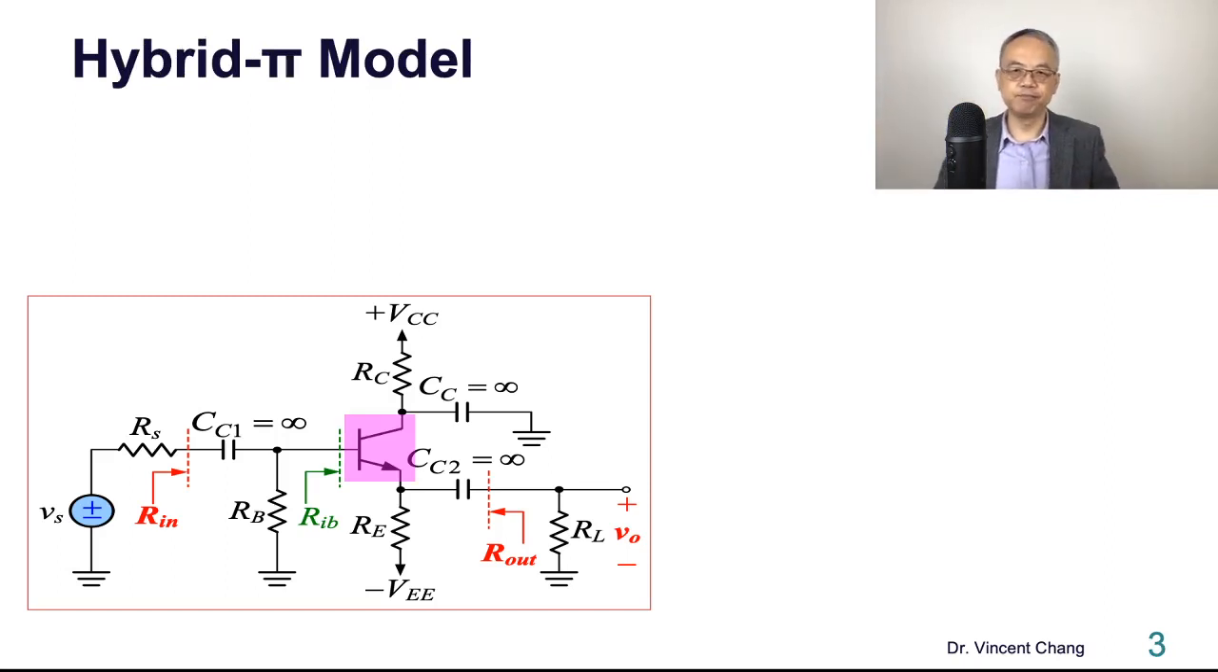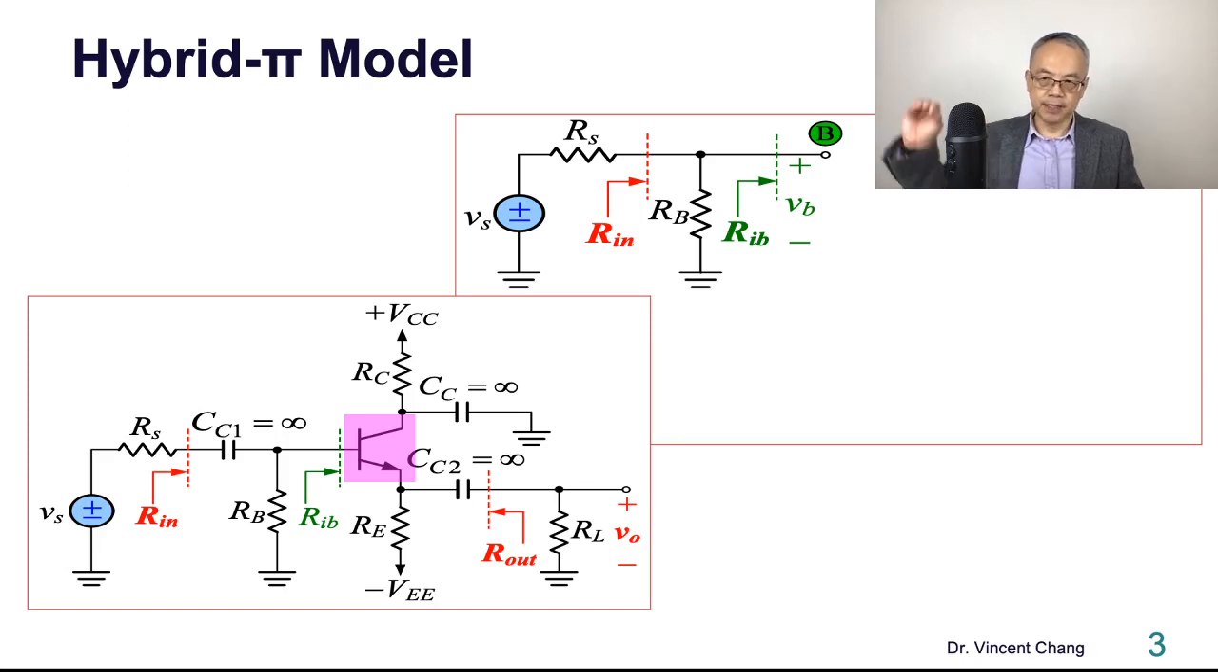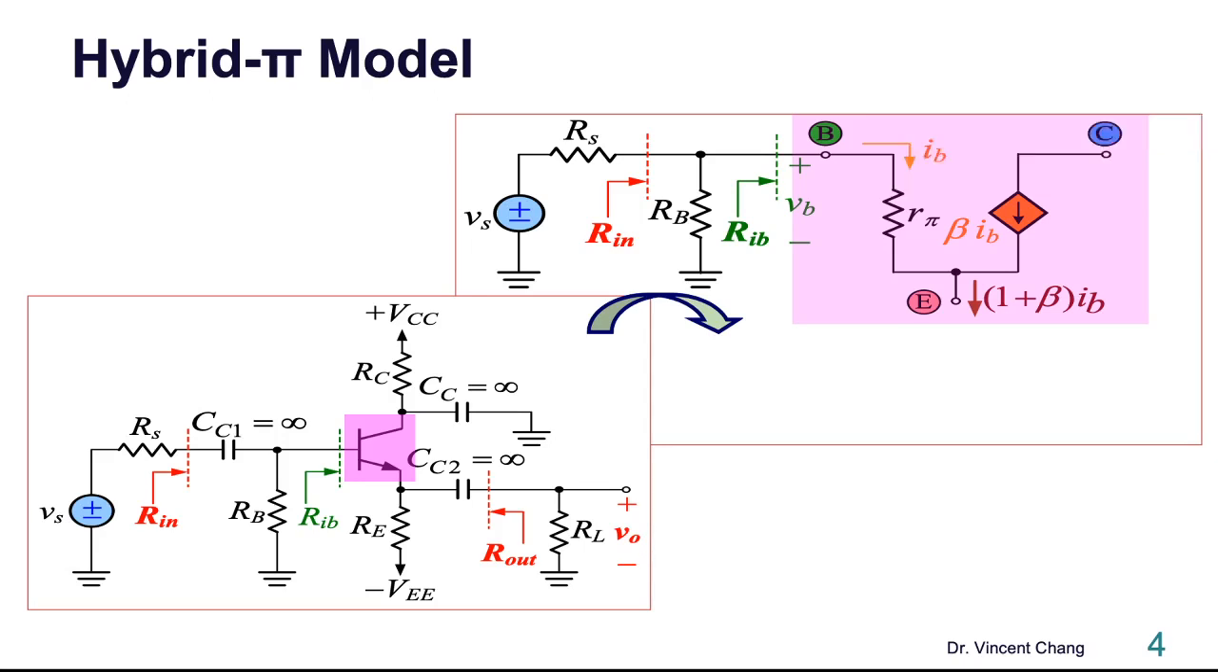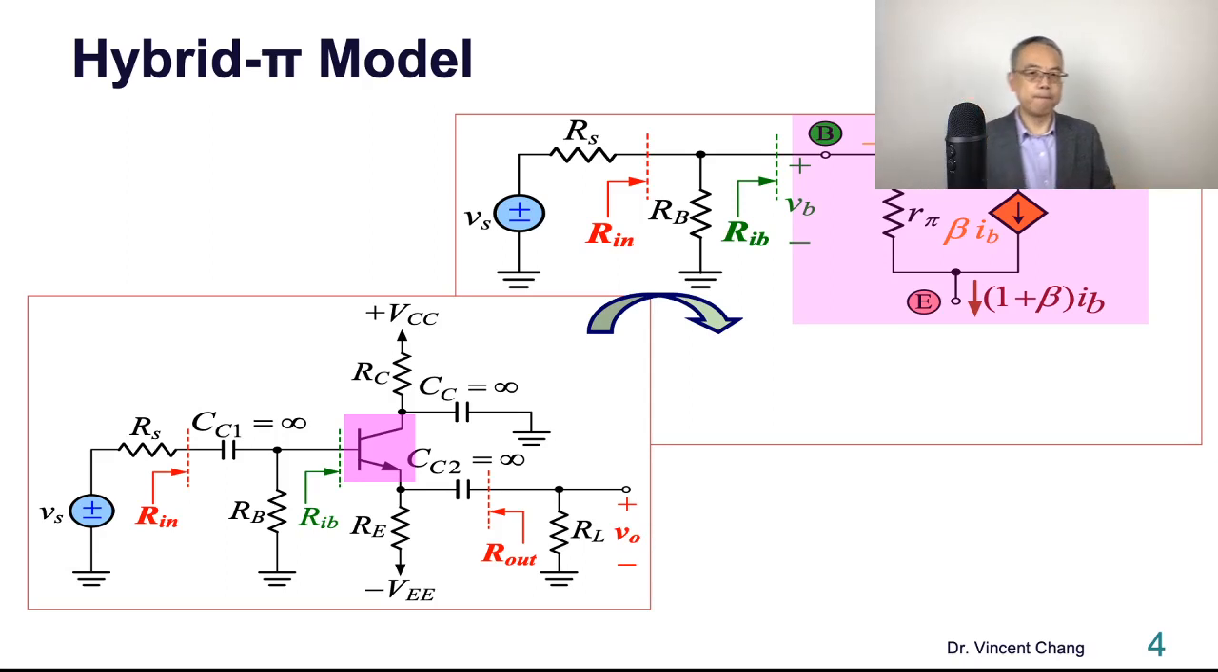Hybrid-pi BJT model. So signal source, Vs. Let me try to just draw the small signal equivalent circuit. So RS, RB, and base terminal. And then the hybrid-pi BJT model, base, emitter, collector. The resistance between base and the emitter looking into base, R pi. Current controlled current source, beta times IB.